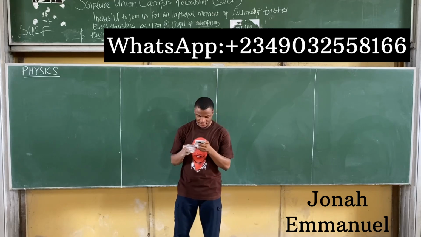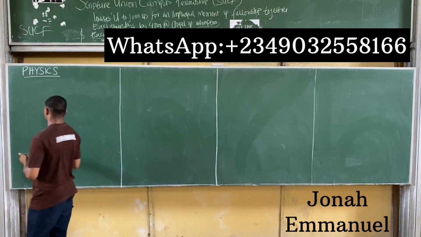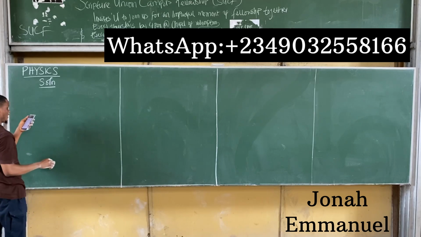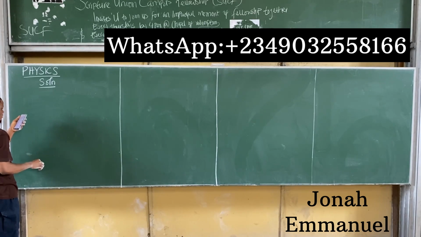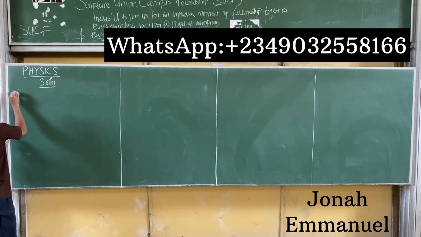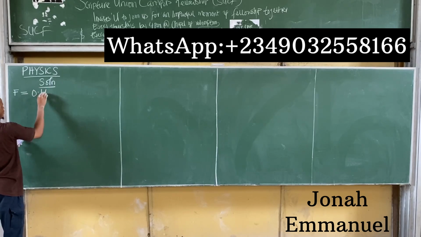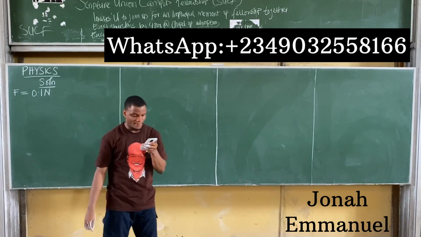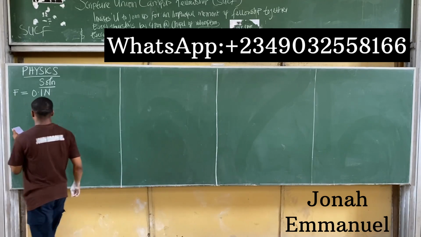A bob of weight 0.1 Newton. So first things first, solution. We are given the weight, which is the force, as 0.1 Newton. So I'm giving force as equal to 0.1 Newton. We know this is force because the SI unit is Newton. They said it hangs from a massless string.